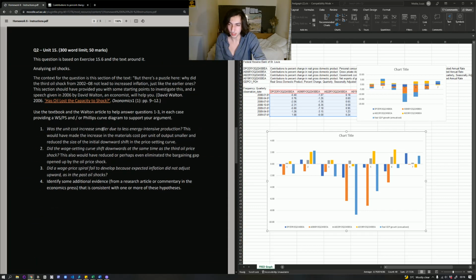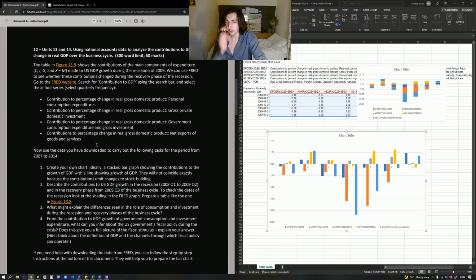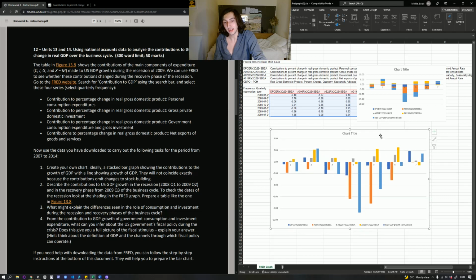What does the question ask again? Create your own chart, ideally a stacked bar graph. So you can do a clustered bar graph if you would like. Again, it's your preference, but I like the clustered one, because you can see how everything's changing.